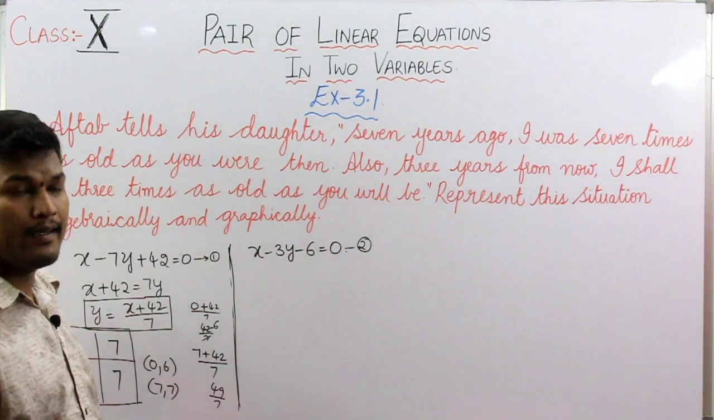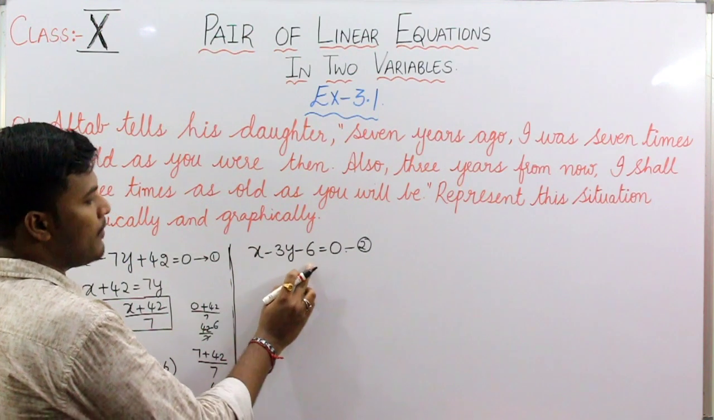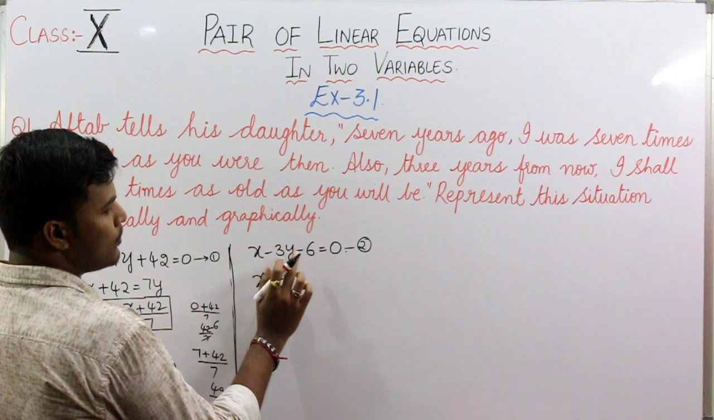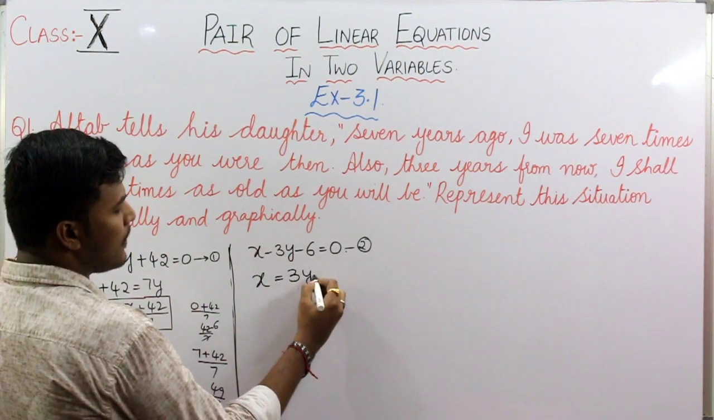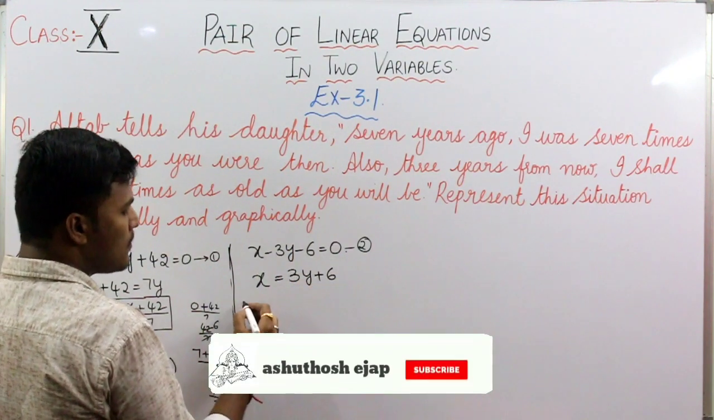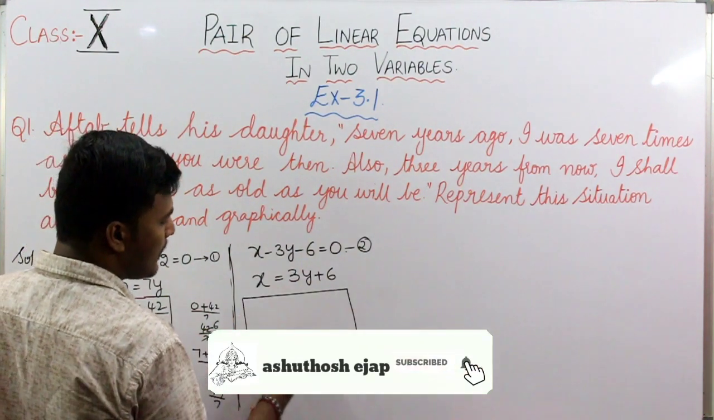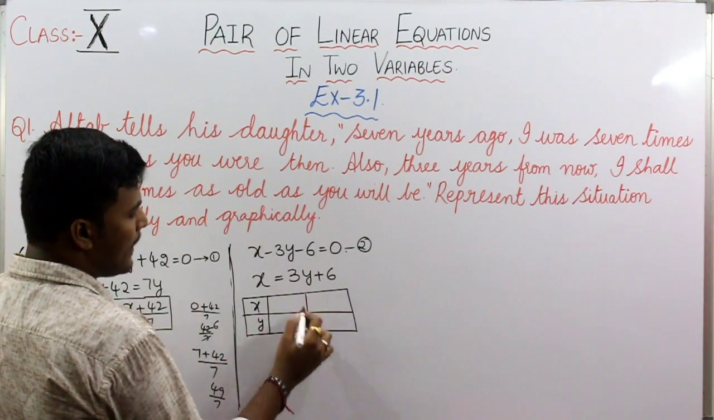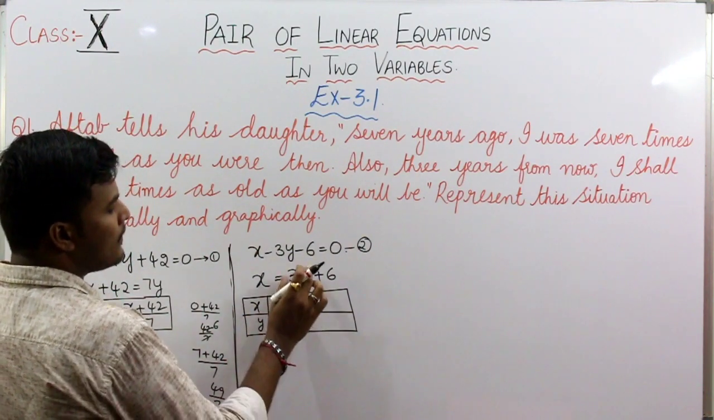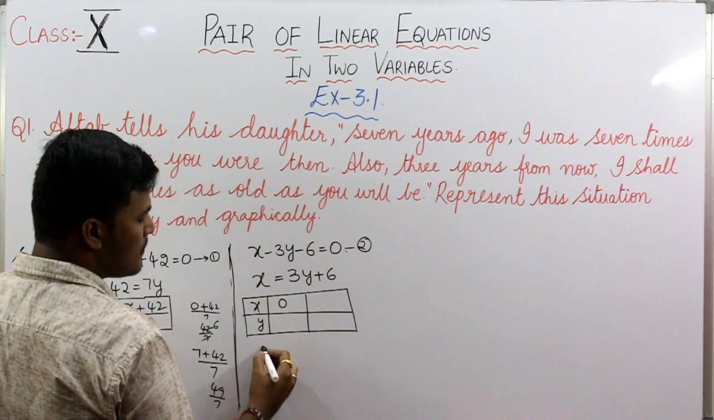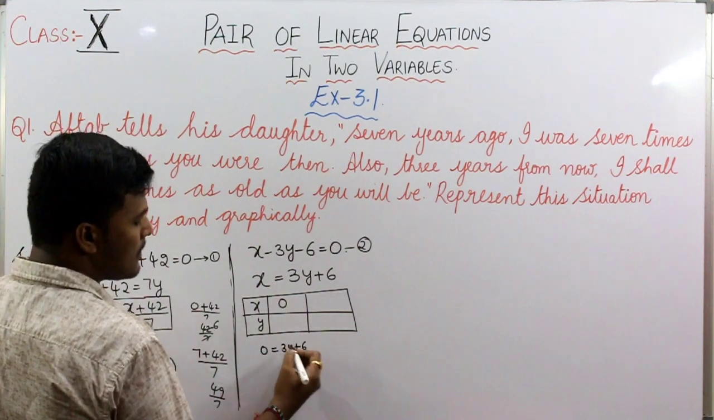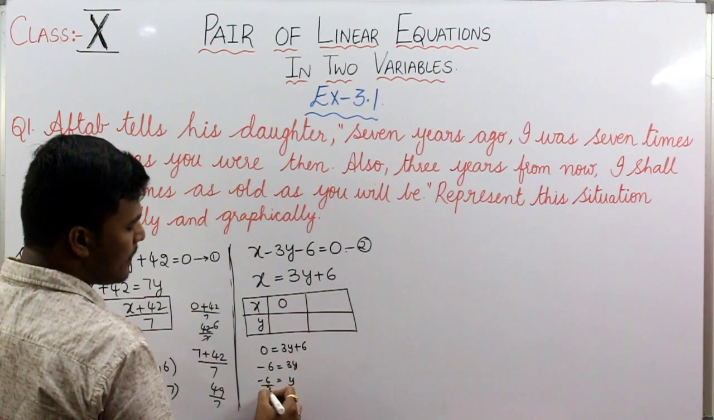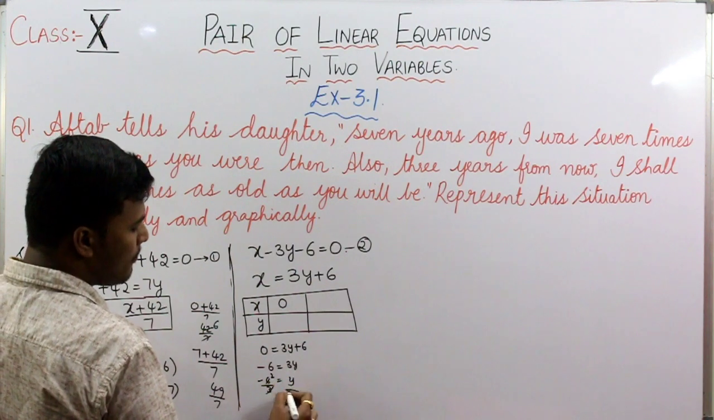Let us consider the second linear equation, that is x minus 3y minus 6 is equal to 0. From that x will be equal to, I am shifting these two terms to the right hand side, then it will become 3y plus 6. Okay, so now let it be like that. We will consider certain values for x. So if I take x value as 0, what do I get? If I substitute x as 0, 0 is equal to 3y plus 6. 6 if you shift this side, minus 6 is equal to 3y. y is equal to minus 6 by 3, 3 2s are 6. y is equal to minus 2.